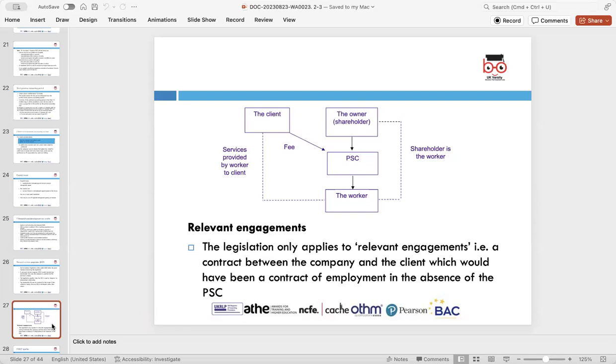So when IR35 comes into play, it is looking for these relevant engagements, those contracts between the PSC and the client. It is assessing whether these engagements would have been considered employment contracts if the PSC was not involved. If IR35 determines that the nature of these engagements is such that they resemble employment relationships, then it may apply. This means that tax and national insurance contributions could be due as if the individual was an employee rather than operating through a PSC. So it is essential for those operating through personal service companies to carefully consider the nature of their engagement with clients and ensure compliance with IR35 regulations.